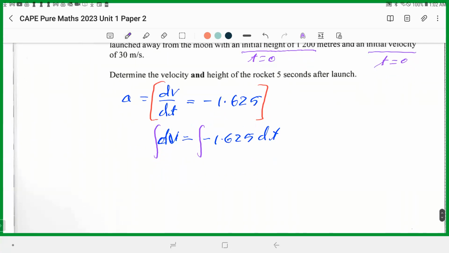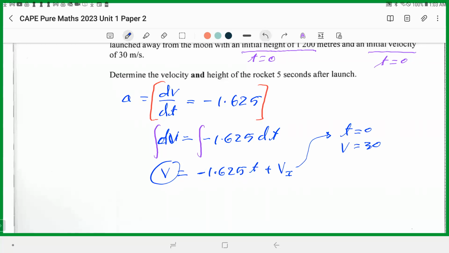All right, so when you integrate dv, you're going to get just v, like integrating 1 with respect to v. Integrate this again, multiplying by t, you're going to get -1.625 t plus a constant. Let's call it vi, the initial velocity. What they tell us is that when t equals 0, the velocity is equal to 30, which means this is 30 and this is 0. So the initial velocity is 30.